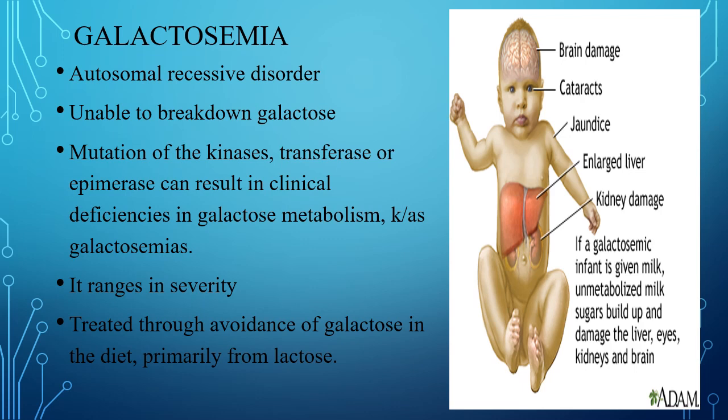It is an autosomal recessive disorder where there is inability to break down galactose. This may happen because of deficiency in the kinase enzyme, transferase enzyme, or the epimerase enzyme. Because of this, there is a deficiency in galactose metabolism and accumulation of galactose in the body. The severity varies widely. It may be a mild form or a severe form leading to death.